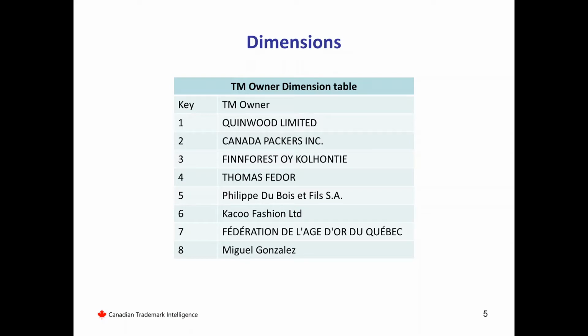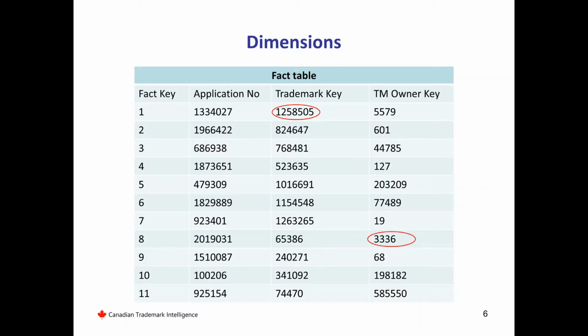In similar fashion, your XML shredder would extract agent information from each XML file and store it in an agent dimension table, and so on to build whatever dimension tables you require. To tie things together, we use something called a fact table, as shown here. Notice that this fact table has a trademark key column and a trademark owner key column.